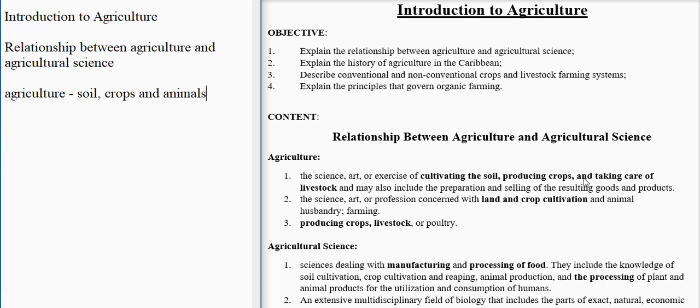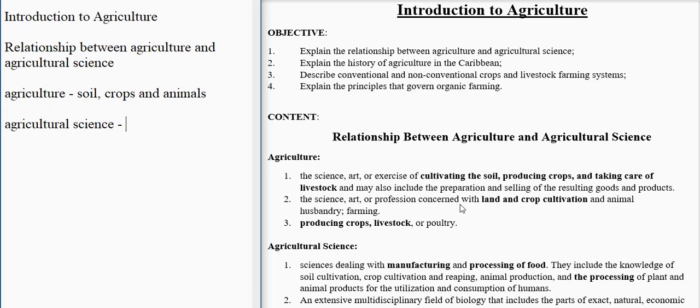Another definition we have here is the science, art, or profession concerned with land and crop cultivation and animal husbandry, what we call farming as a whole. So here again we come back to the land, the crop, and the animals. And lastly, we have producing crops, livestock, or poultry. Now, what makes this different from agricultural science?